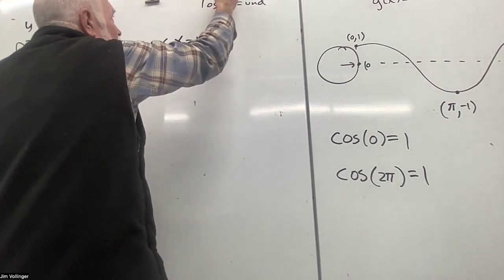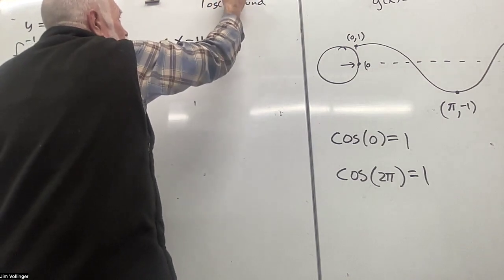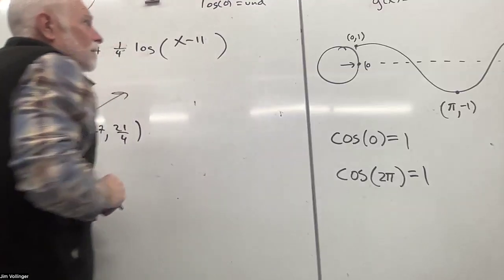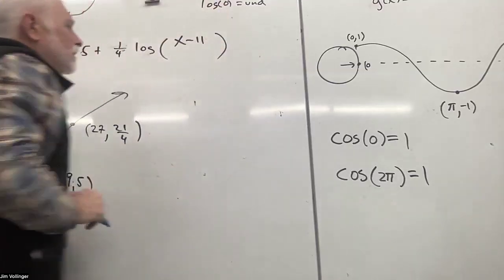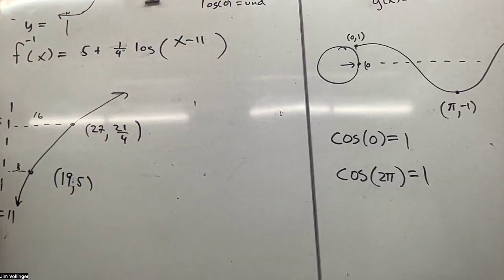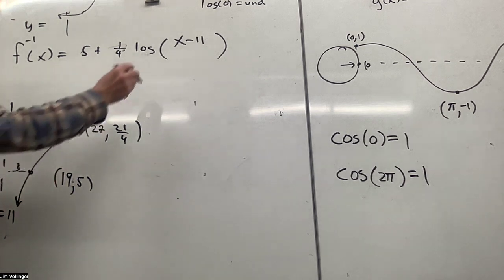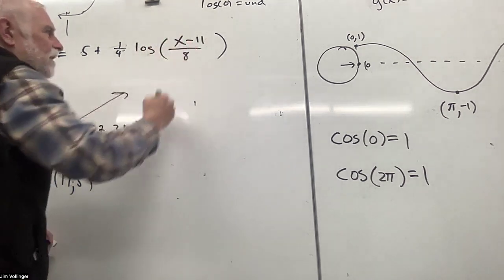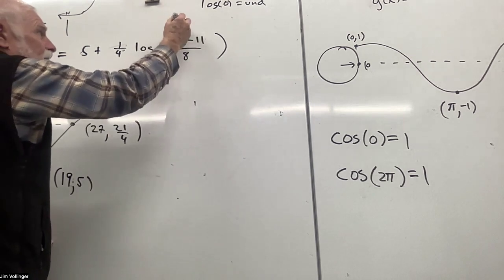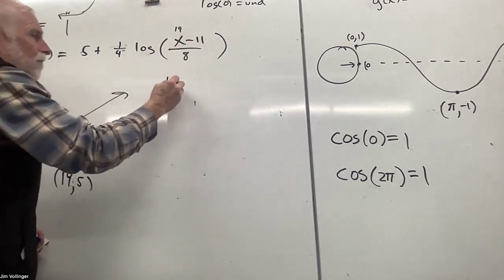But log of 1/343 isn't. So I need positive numbers. All right, and so what's going to be a positive number for x? Numbers bigger than 11. How much bigger is 19? 8. 19 minus 11 is 8. So when I put 19 in here, I get log 8/8.